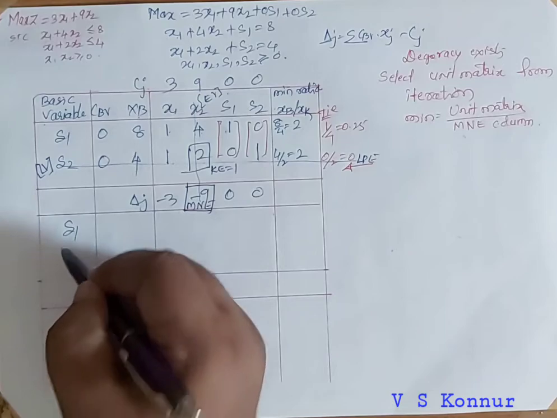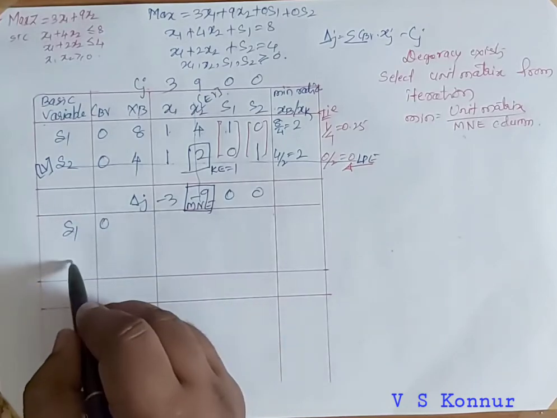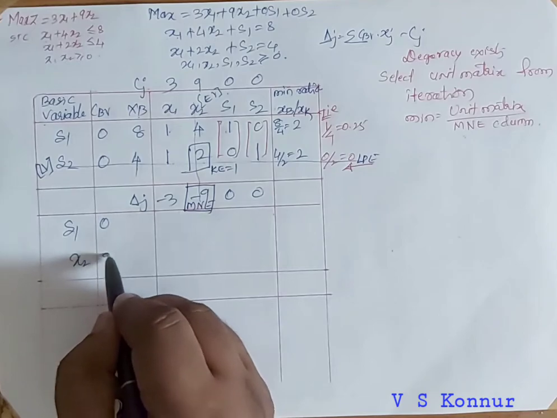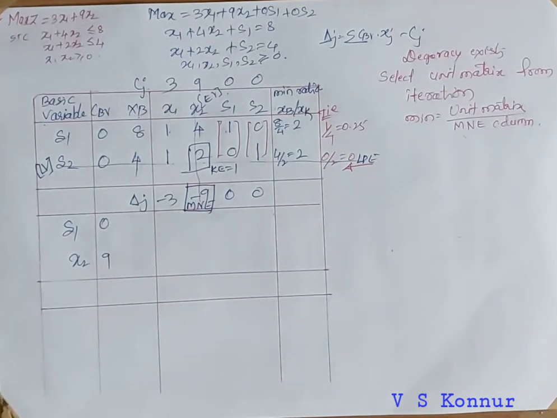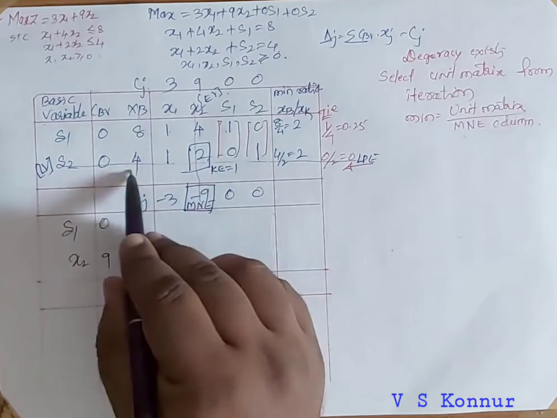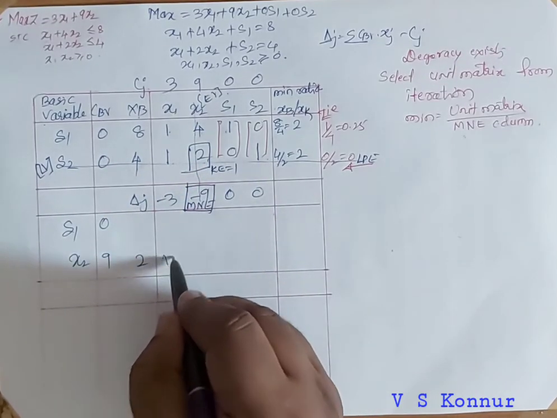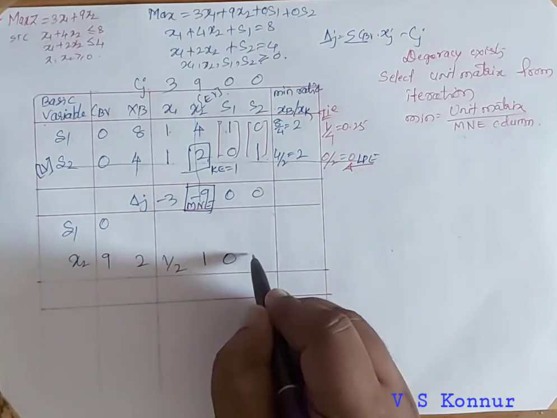Now s1 remains the same in the second iteration. s2 is replaced by x2. Its coefficient is equal to 9. Now to make it equal to 1, divide by 2 throughout the row. 4 by 2 is 2, 1 by 2 is 1 by 2, 2 by 2 is 1, 0, 1 by 2.